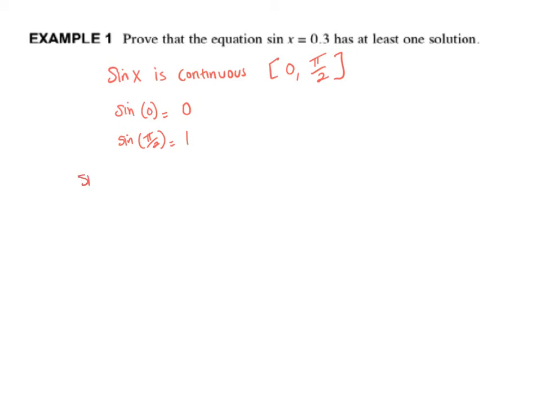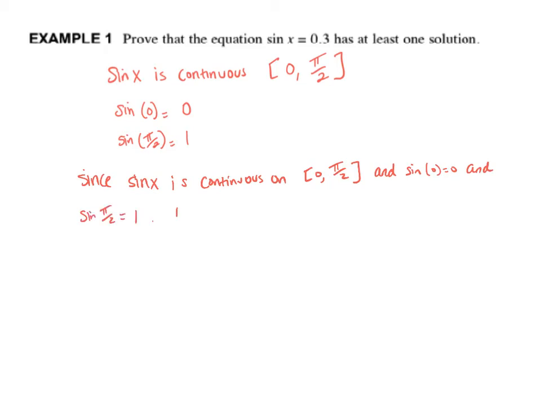So the statement is this: since sine x is continuous on [0, pi over 2], and sine of 0 equals 0, and sine of pi over 2 equals 1, the IVT guarantees sine x equals 0.33 for some x in [0, pi over 2].